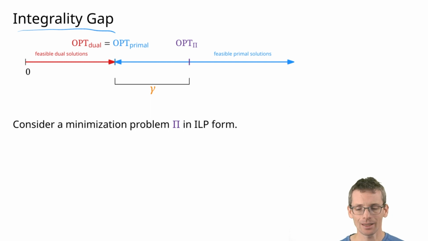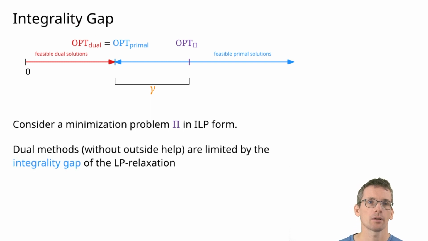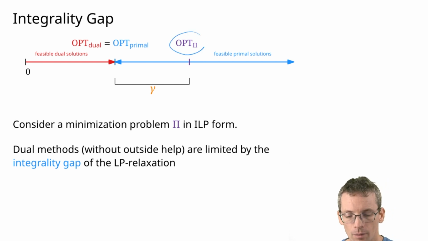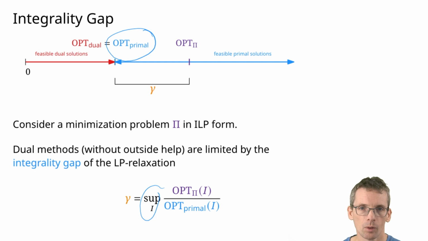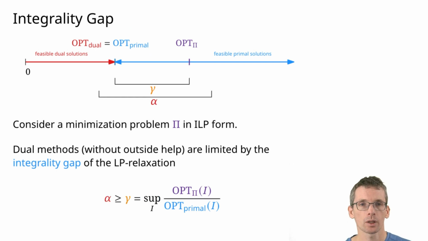So the integrality gap is the ratio between the value of the optimal solution and the value of the primal solution, taking the supremum over all possible instances. And any algorithm that is based on LP relaxation or based on duality will have an approximation factor which is at least this large. So the integrality gap plays a large important role in the analysis of approximation algorithms.